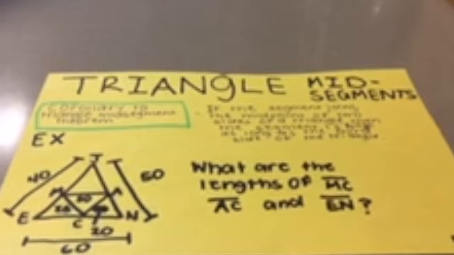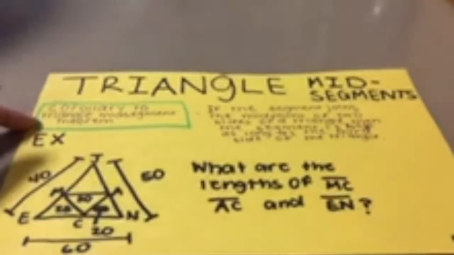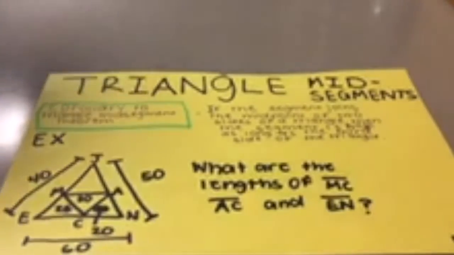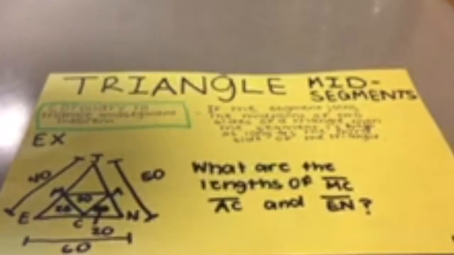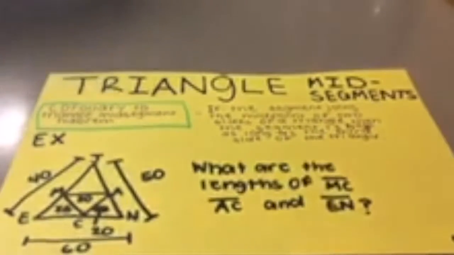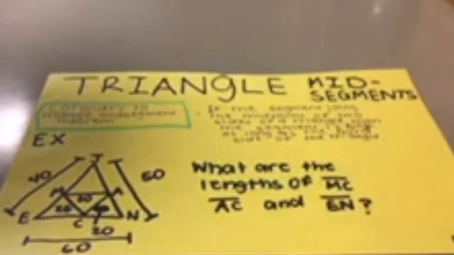Hello everybody! Today we're doing triangle mid-segments, one of my favorite sections of all of geometry. First we're going to start with the theorem, which is the corollary to the triangle mid-segment theorem. If a segment joins the midpoints of two sides of a triangle, then the segment is half as long as the third side of the triangle.